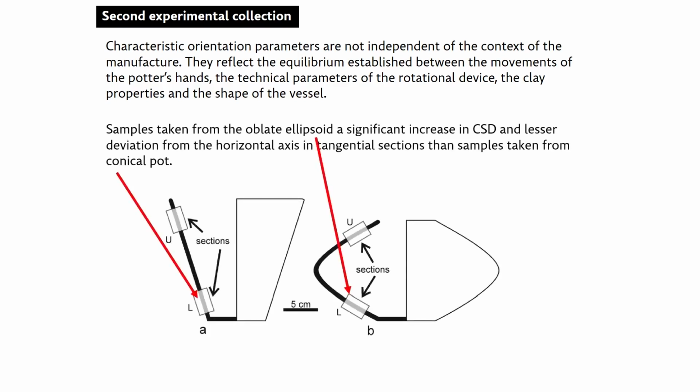It seems that shape significantly influences the orientation parameters. Samples taken from the oblate ellipsoid show below average standard deviation values in radial sections from the lower parts of the vessel, but more importantly, a significant increase in deviation and lesser deviation from the horizontal axis in tangential sections. The distortion from typical wheel throwing values for conical shapes could be hypothetically proportional to the degree of transformation that is required to finish the shape of the vessel, extra to the lifting of the clay.